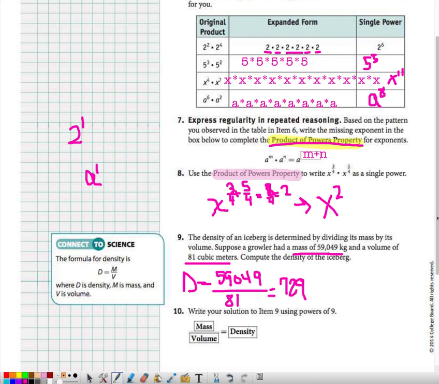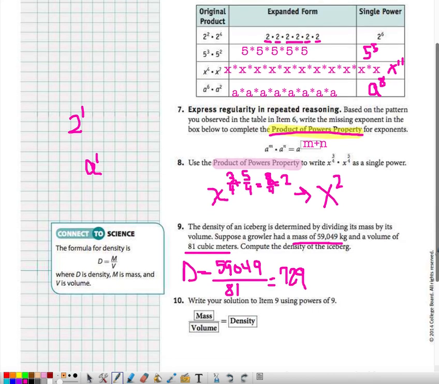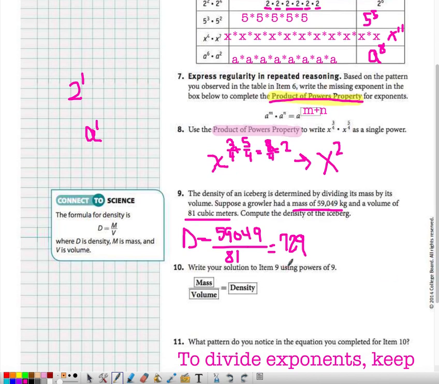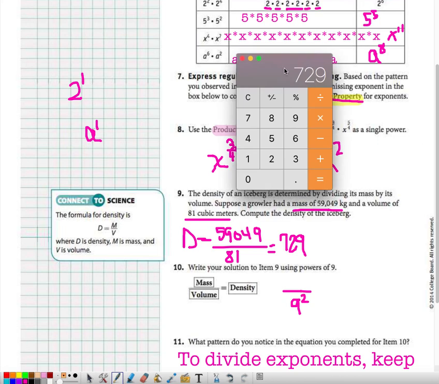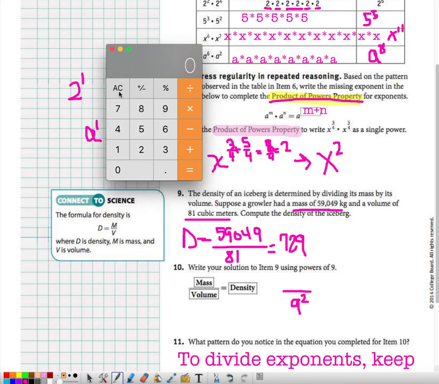Now it says write the solution in item 9 using powers of 9. Well, we know that 81 is 9 to the 2nd power. And if you're uncertain of what 59,049 is, we can plug it into the calculator. So 59,049. And if we keep dividing it by 9 until we get down to 1, however many times we have to divide it by 9 will tell us what our exponent is.